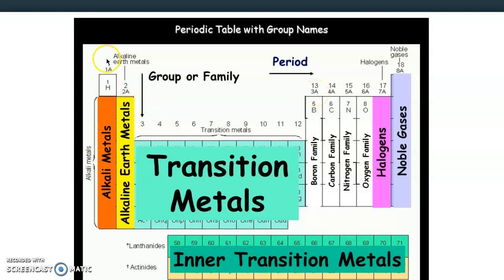So 1A means that all of these alkali metals have just one valence electron. Same for 2A, the alkaline earth metals all have 2 electrons. The boron family has 3 valence electrons. The carbon family has 4 valence electrons. The nitrogen family has 5 valence electrons, 6 for the oxygen family, 7 valence electrons for the halogens, and then 8 valence electrons for the noble gases. So 8 is the most we can have, but that is a little bit more detail on our periodic table.